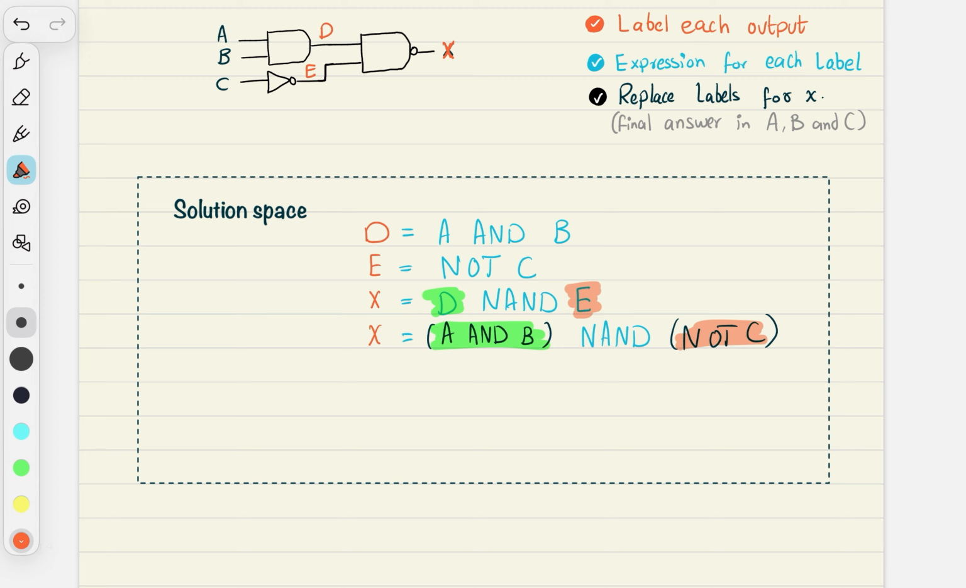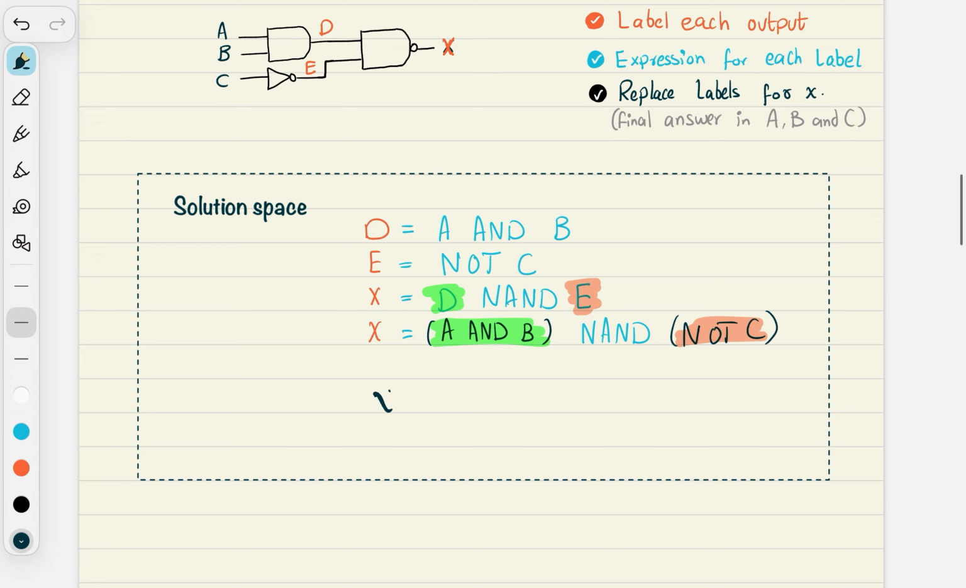Let me just write it down without all the highlighters and everything. So our final answer is this: X equals (A AND B) NAND (NOT C). That is our final answer.